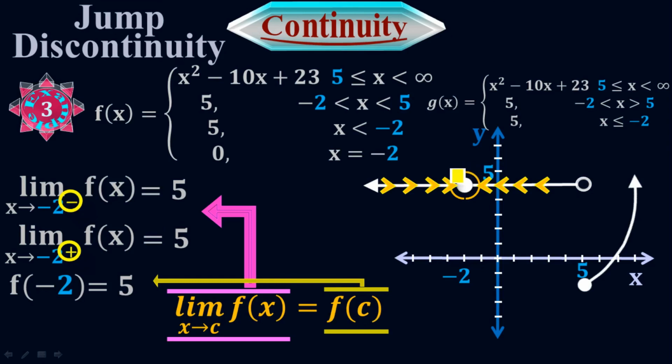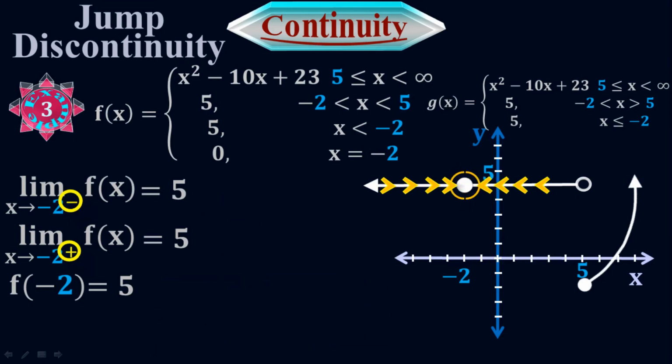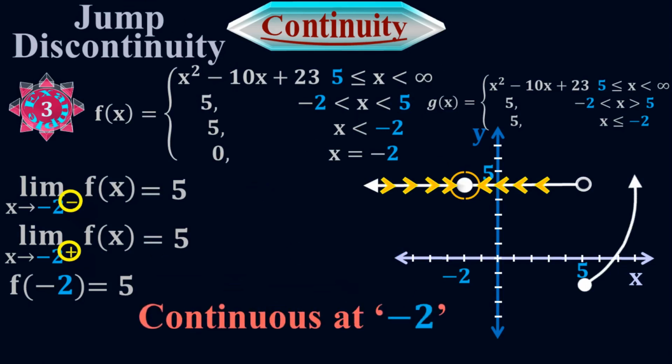Left-hand side equals the right-hand side. Therefore, the function at this point is continuous. It is not a discontinuous function. Here now the function is continuous. So I can write that the function is continuous at negative 2 now. This discontinuity has been removed. Now the function is continuous.